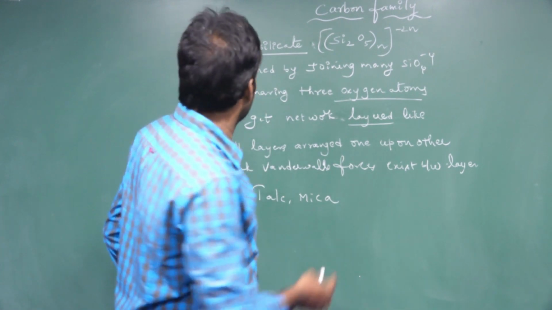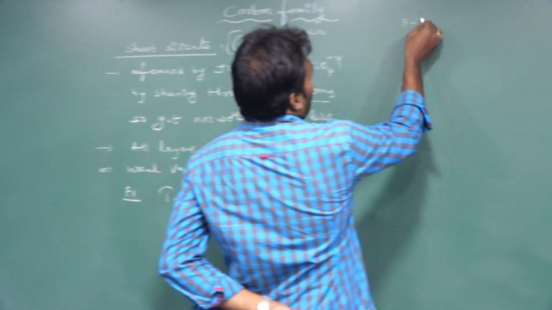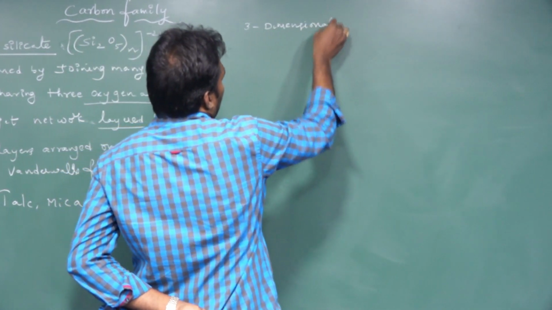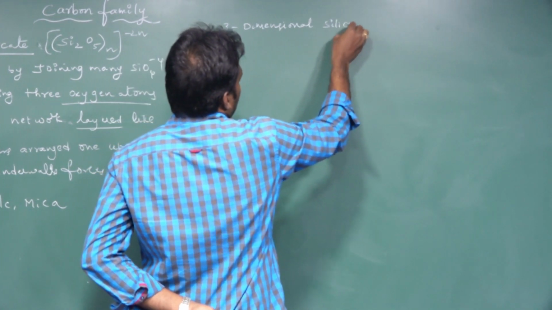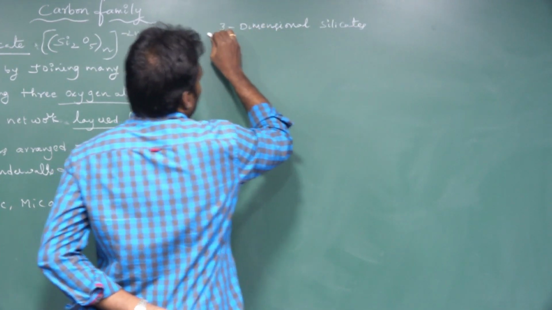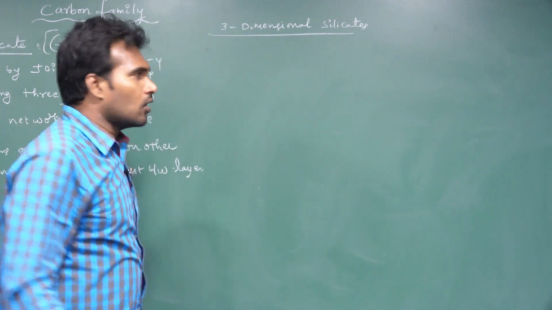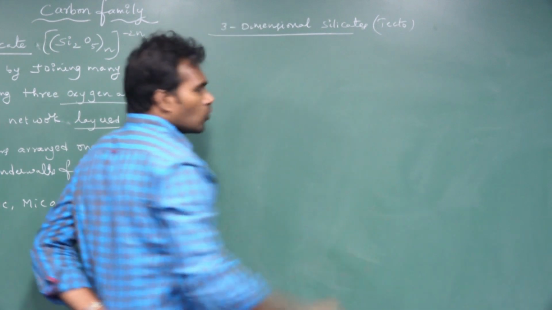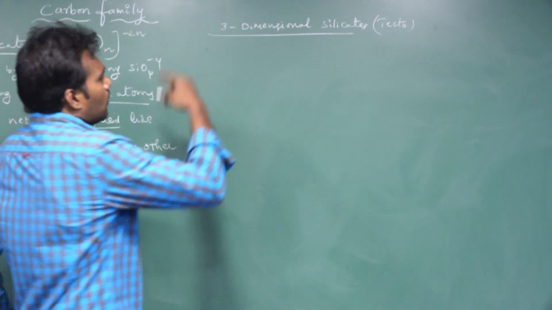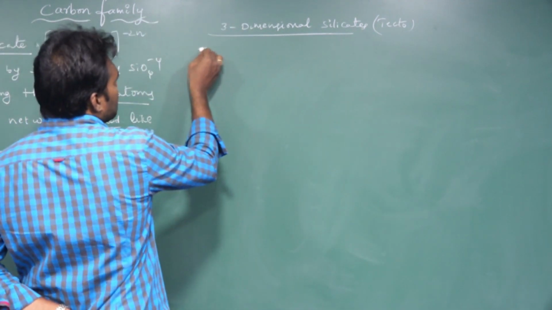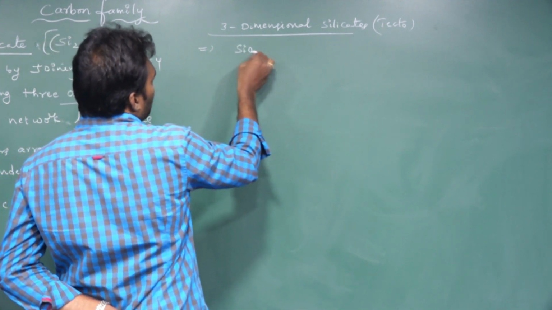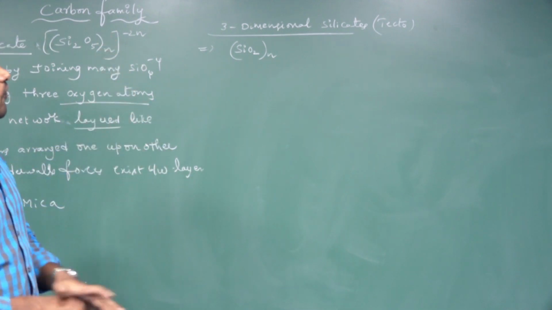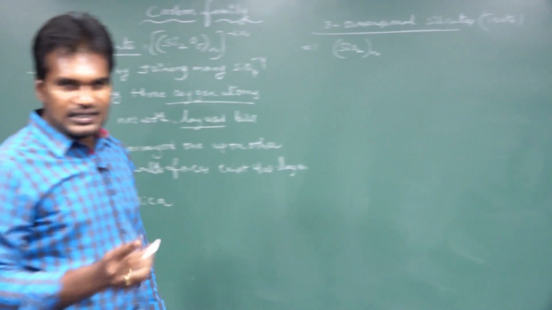You can easily understand. Next one, the last one, three-dimensional silicates. Three-dimensional silicates, we also call them tectosilicates. And the general formula for three-dimensional silicates is (SiO2)n. SiO2 n is the general formula for three-dimensional silicates.